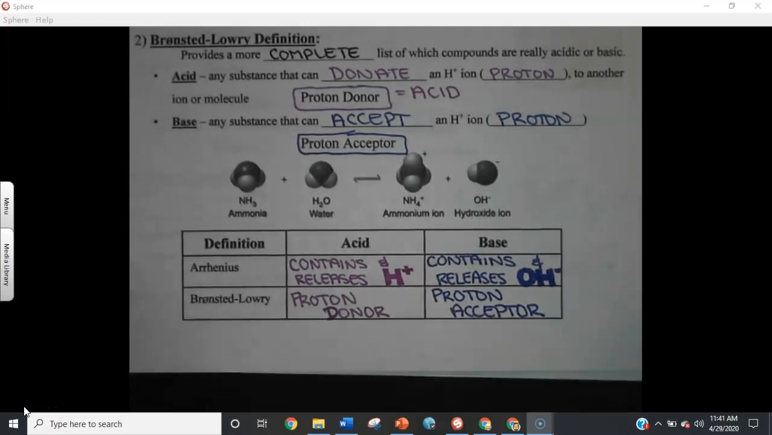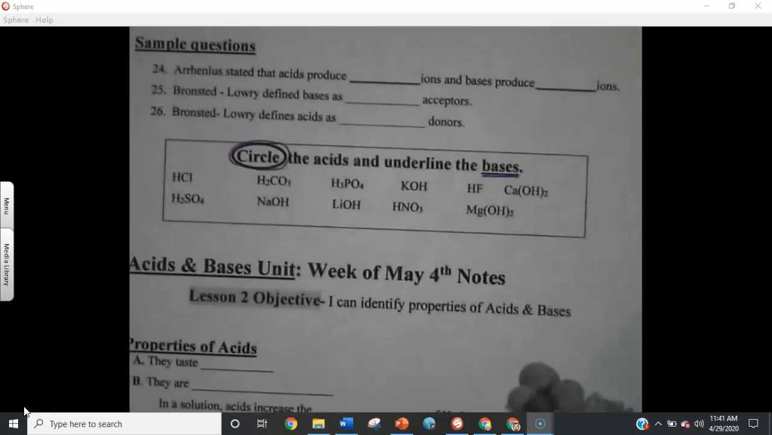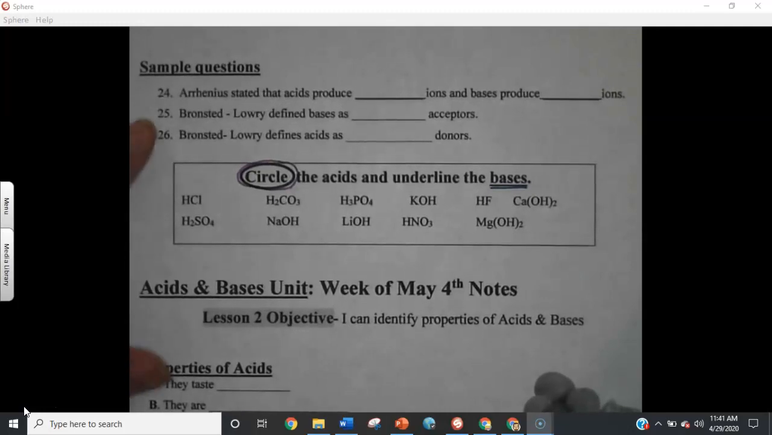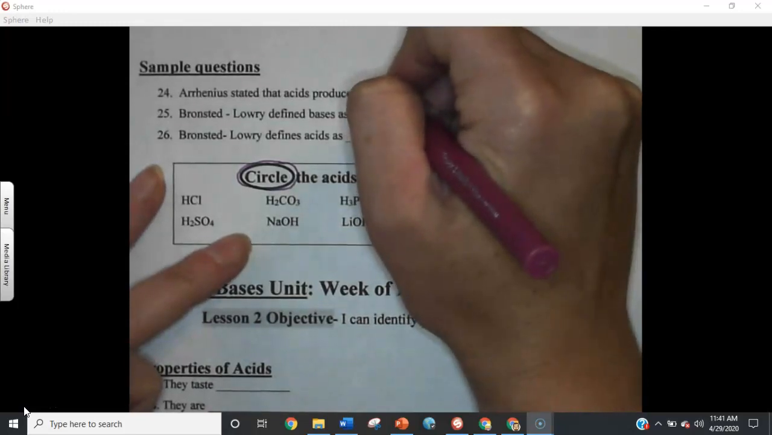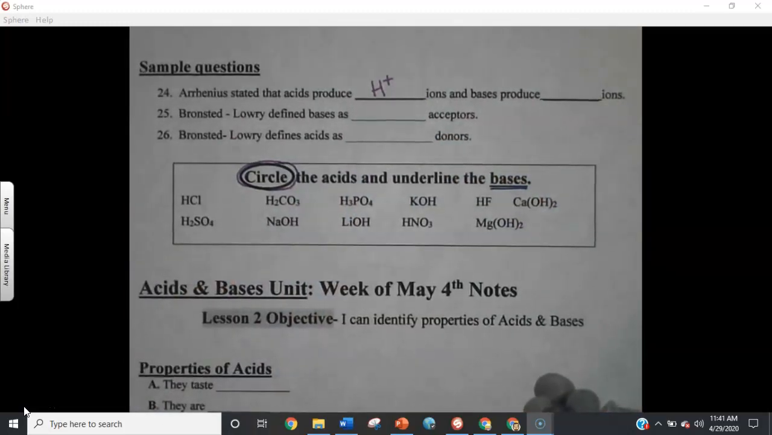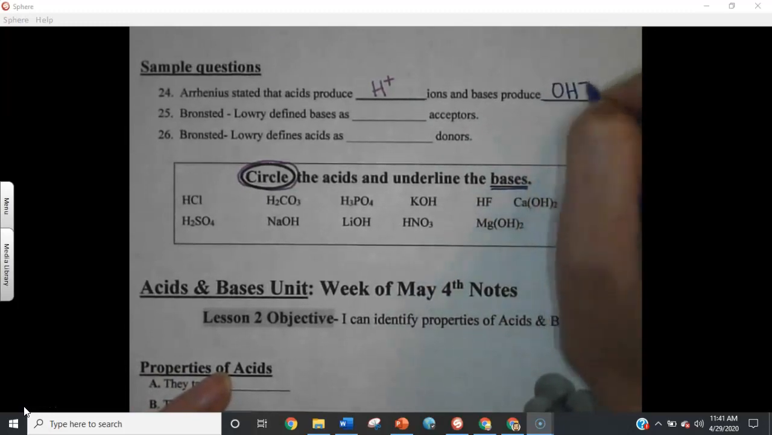I want to look at the examples on the next page of notes with you real quick before I turn you loose. It's a shorter lesson. So again, here are our example questions. And if you have that table in front of you, you should be able to answer these ones. The Arrhenius definition stated that acids produce blank ions. Those would be hydrogen ions, because acids have and then release H plus. And something is a base if it has and then releases the hydroxide ion, OH minus.